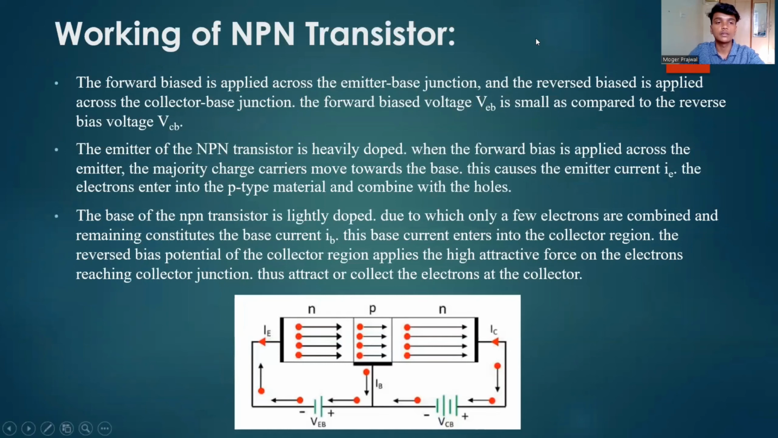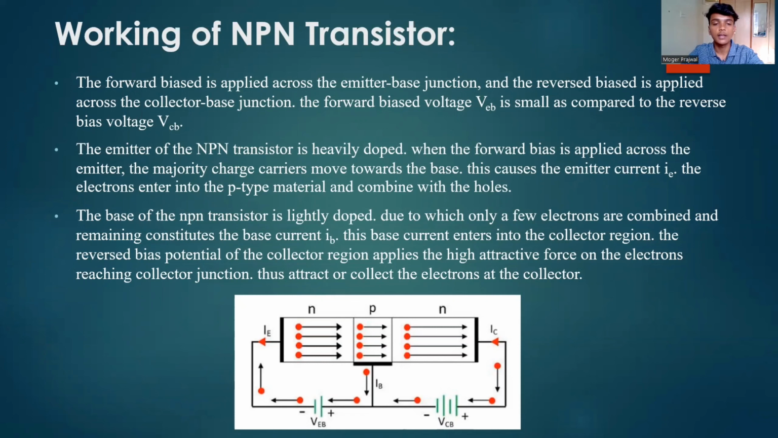Working of NPN transistor. The forward bias is applied across the emitter base junction and the reverse bias is applied across the collector base junction. The forward bias voltage is small as compared to the reverse bias voltage VCB. The emitter of the NPN transistor is highly doped. When the forward bias is applied across the emitter, the majority charge carriers move towards the base. This causes the emitter current.